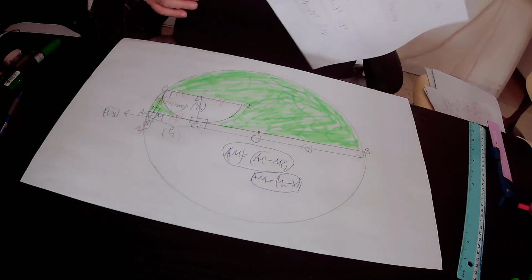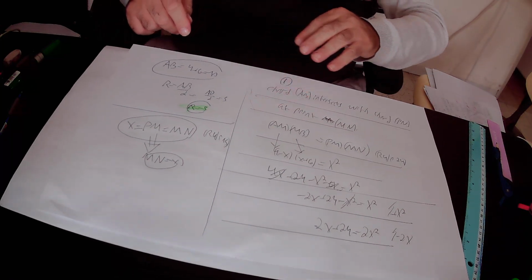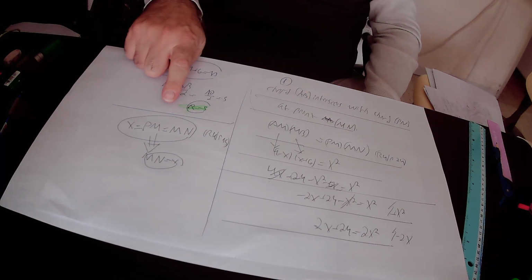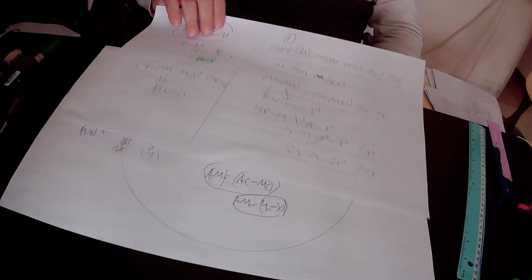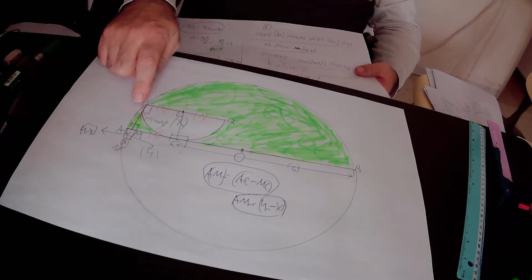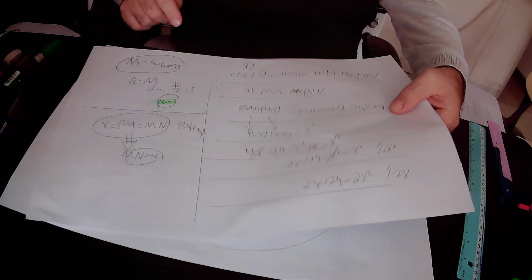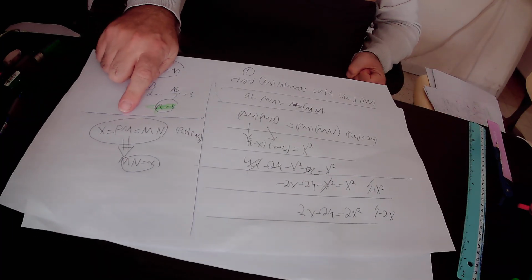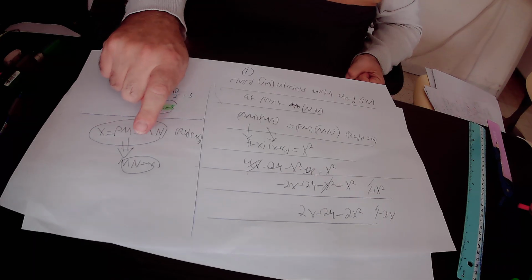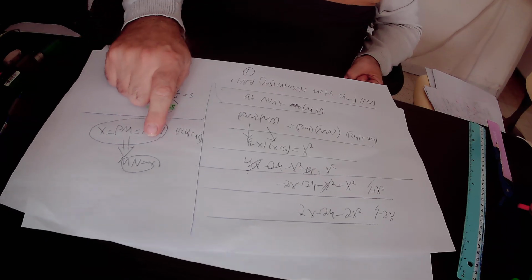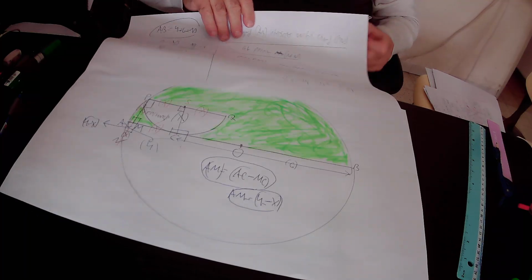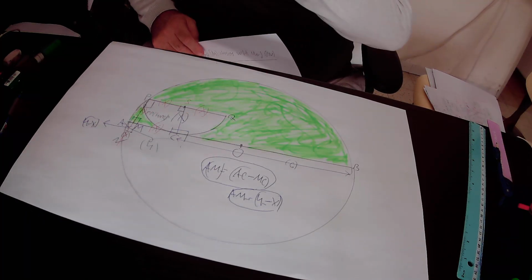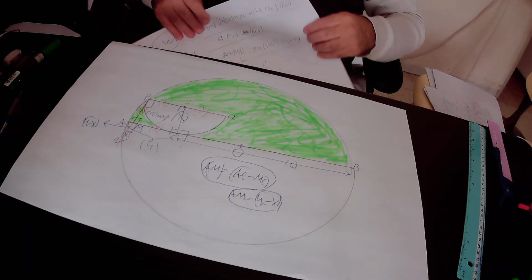According to rule 15, PM equals MN. But PM is x, so we can enter that PM is x, and from the equation x equals PM equals MN, we derive that MN also equals x units in its length.